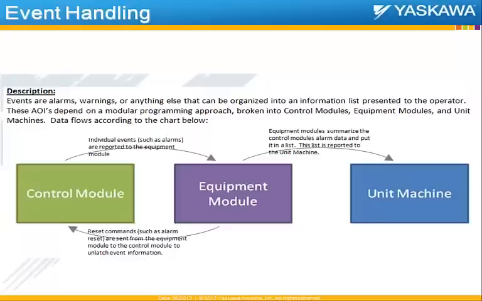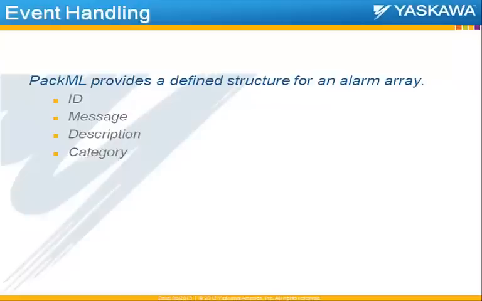So PackML for each event provides a defined structure for the alarm array, provides an ID number, a message, a further verbose description, and also allows for a category. The category would be severity. Do I need to stop immediately? Could I just do a cycle stop? Things like that are descriptors that could go in a category.